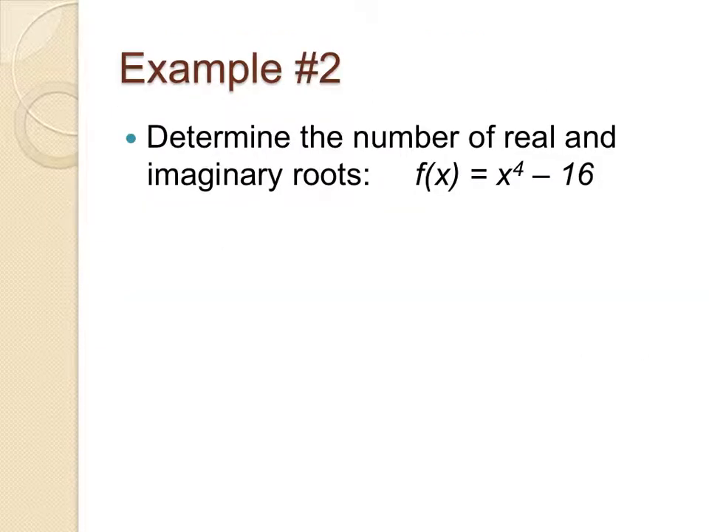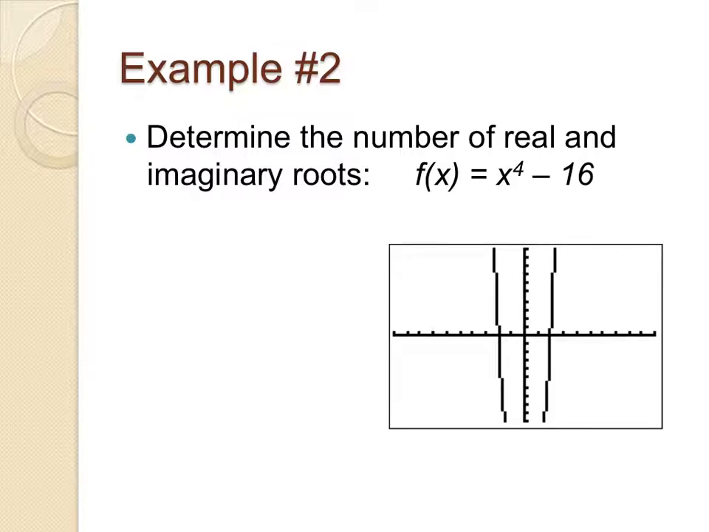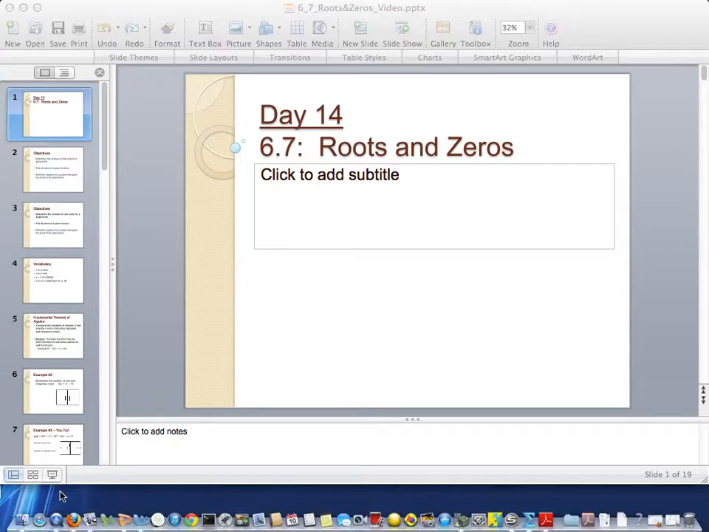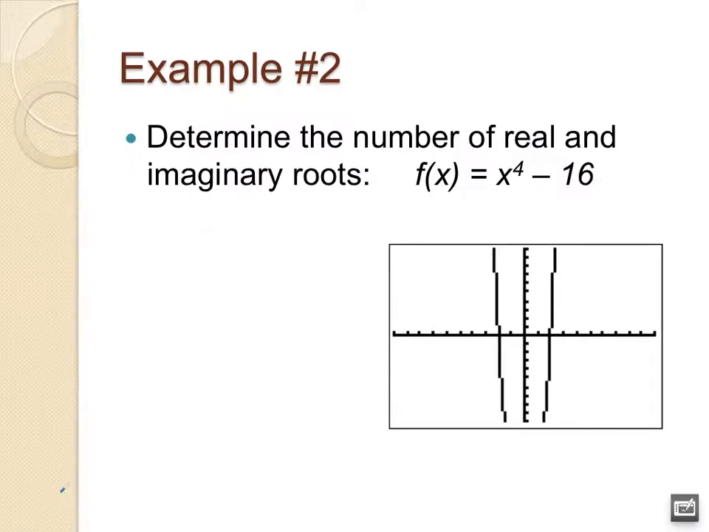Look at an example. It says determine the number of real and imaginary roots for f of x equals x to the 4th subtract 16. First thing that you're going to want to do is put this in y equals and graph it. I already did that for you. When I did, this is what I got. We can notice that there's 2 real roots here because it crosses the x-axis twice. So there's 2 real roots.